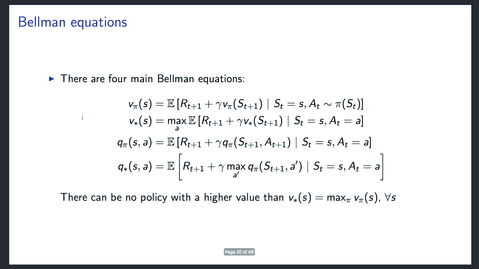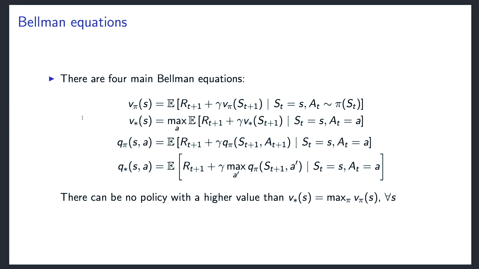Now this means that there are actually 4 different Bellman equations. If you just look at the first 2, the first one we covered before. This defines the value of a certain policy for all states. The second one defines the value of the optimal policy. And this is done by maximizing over the actions and then bootstrapping using that same value.